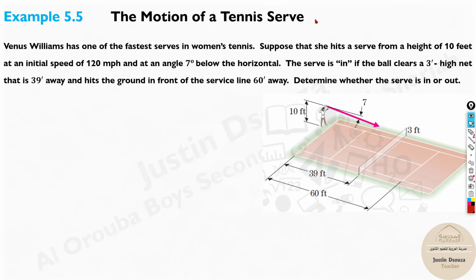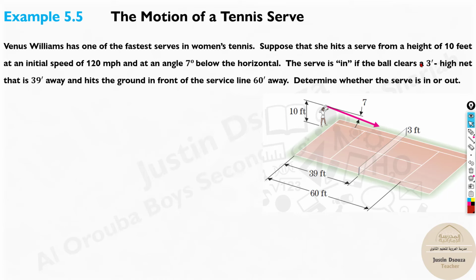And now next part over here is from the example 5.5. Venus Williams, one of the greatest women tennis players, has one of the fastest serves in women's tennis. Suppose that she hits a serve from a height of 10 feet at an initial speed of 120 miles per hour, this is mph, and an angle of 7 degrees below the horizontal. So it's going downwards, negative 7 degrees.